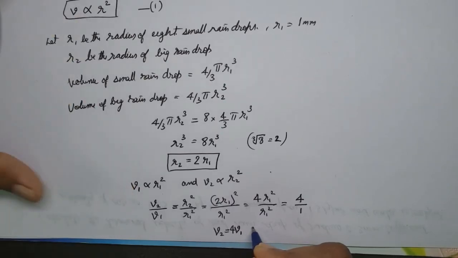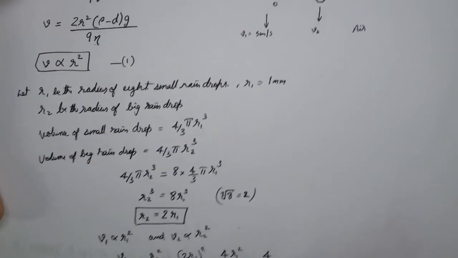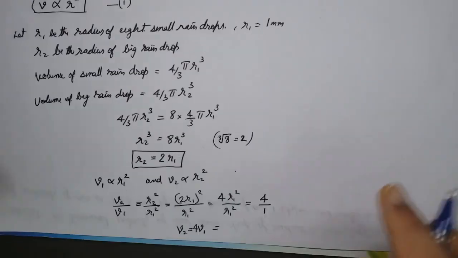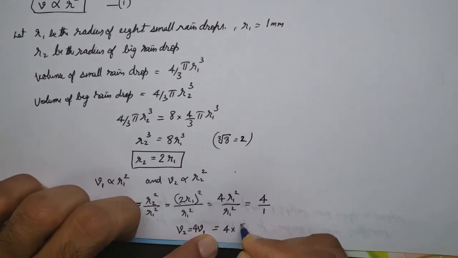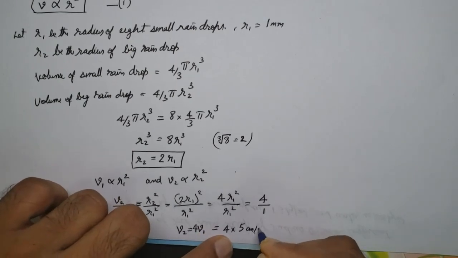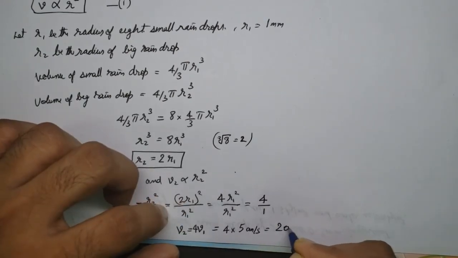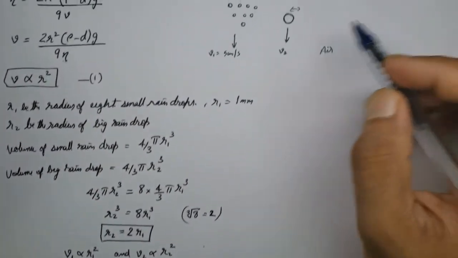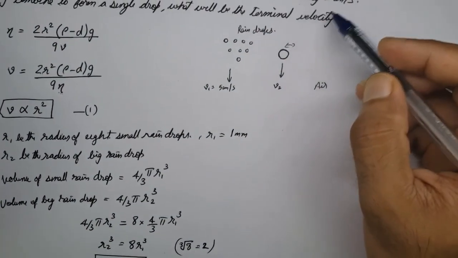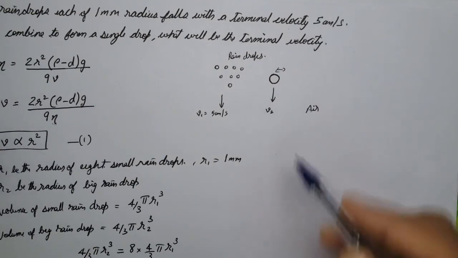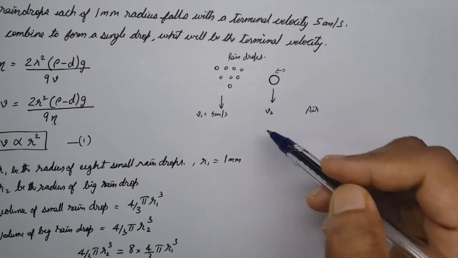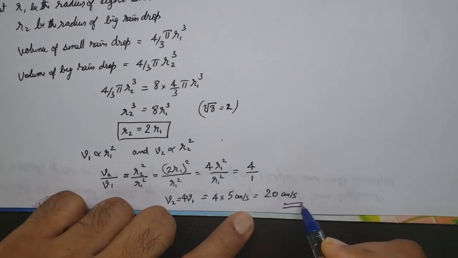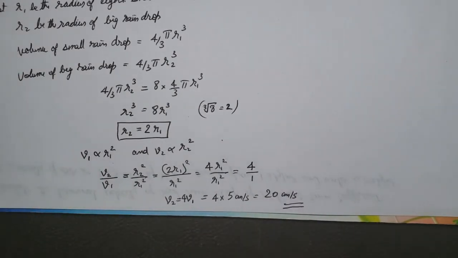The v1 is given as 5 centimeters per second, so that is 4 into 5 centimeter per second, that is going to be equal to 20 centimeter per second. അതായത് റേഡിയസ് 2 മടങ്ങ് വർദ്ധിക്കുമ്പോൾ ഇതിൻ്റെ വെലോസിറ്റി 4 മടങ്ങായി. The bigger drop falls down with larger velocity, that is 20 centimeter per second. So this is your solution.